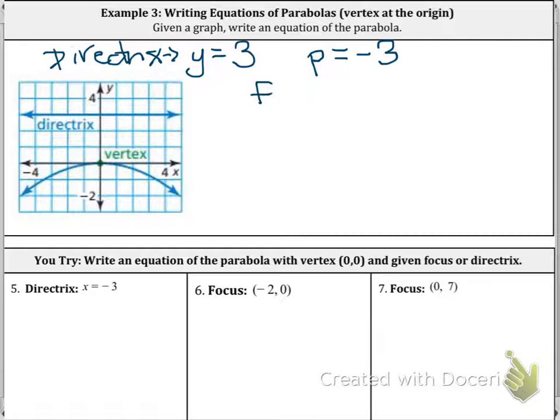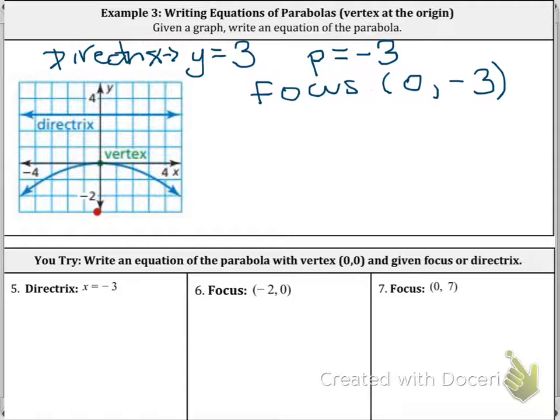And because it's going up and down, the parabola is going down, and the directrix is y equals 3, then we know that our focus is (0, -3). Okay, so if we could graph it on here, it would be down here at -3. So, in knowing that, we can write our equation.